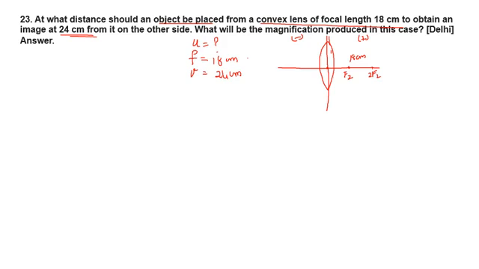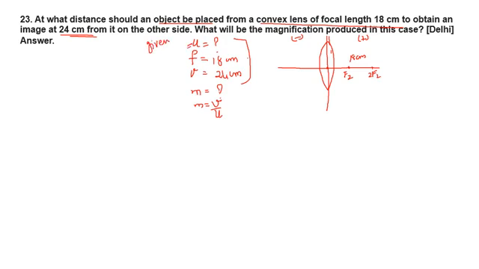What will be the magnification produced in this case? We have to find out the magnification. To find the magnification, I should know either the height of the image or the height of the object, which is not given in the question. So I will take another formula of magnification, that is m is equal to v upon u. From the given data, my u is not there, so I have to first find out u.